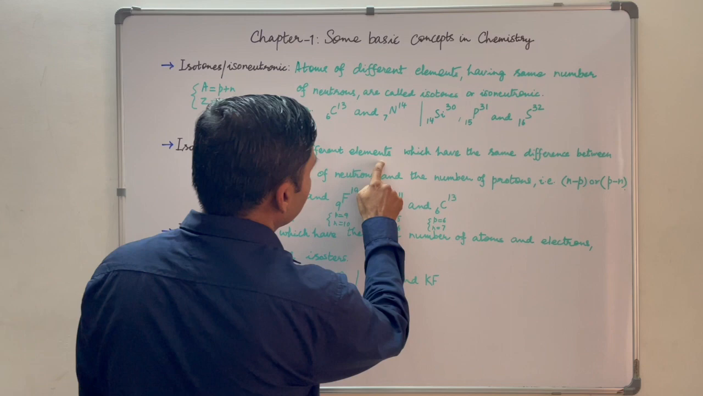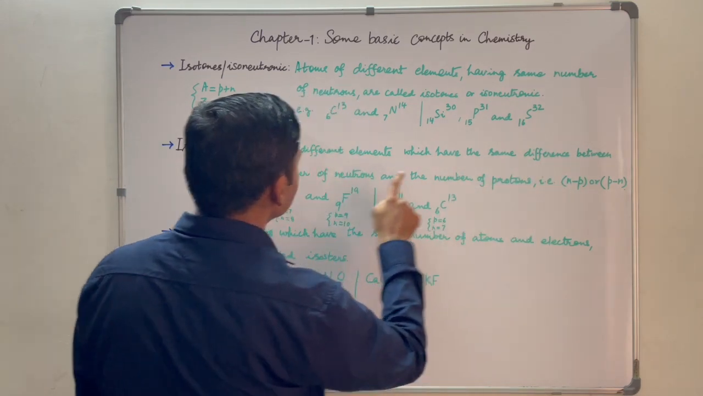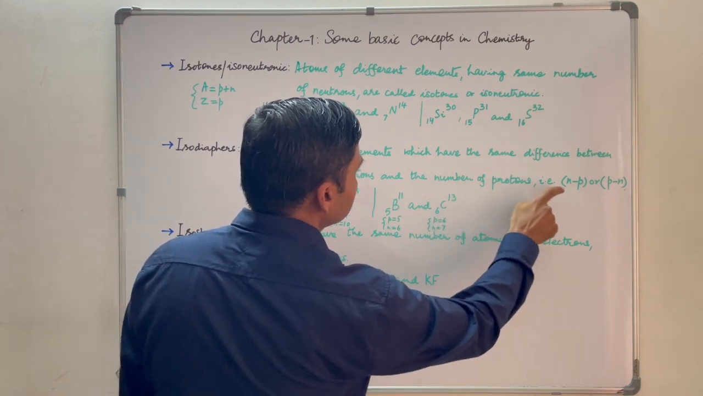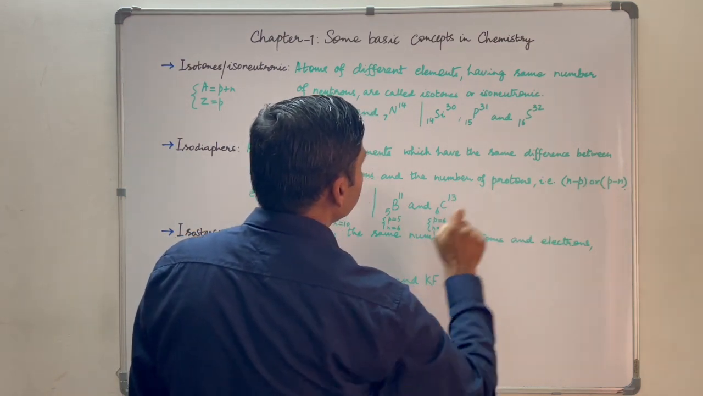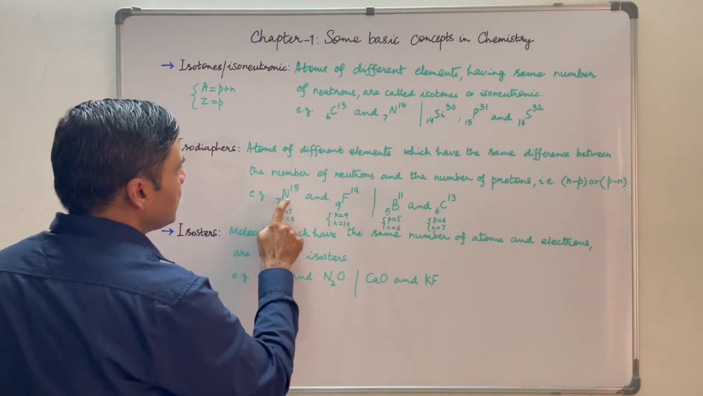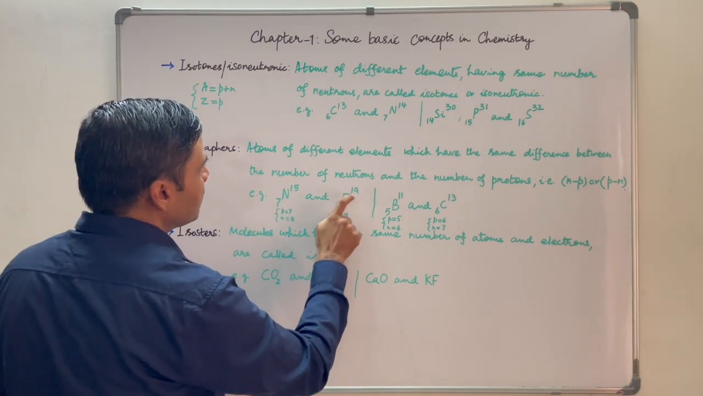Isodiaphers. Atoms of different elements which have the same difference between the number of neutrons and the number of protons. That is, N minus P or P minus N should be the same. For example, 7N15 and 9F19.